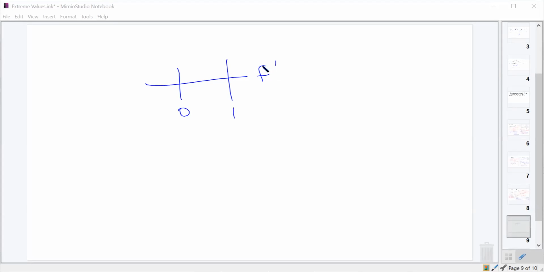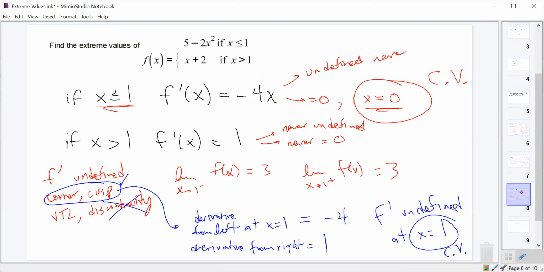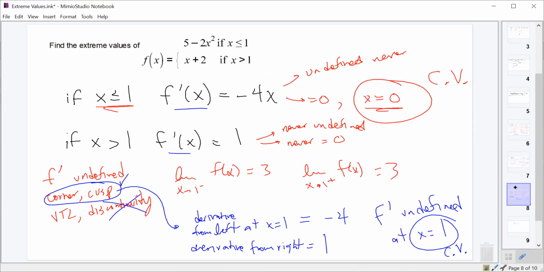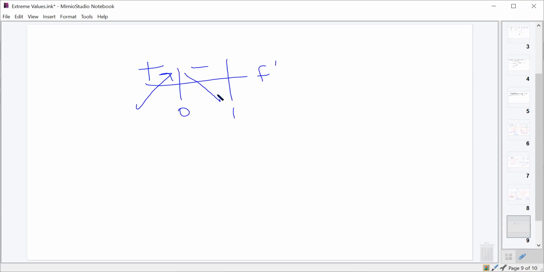So let's plug in negative, I don't know, negative 1,000,000. Where do I plug negative 1,000,000 into? Which derivative? This one or this one? The first one, negative 4x. Negative 4 times negative 1,000,000 is positive. What about something between 0 and 1, like a half? That should still go into this one. It gives us a negative, so decreasing.